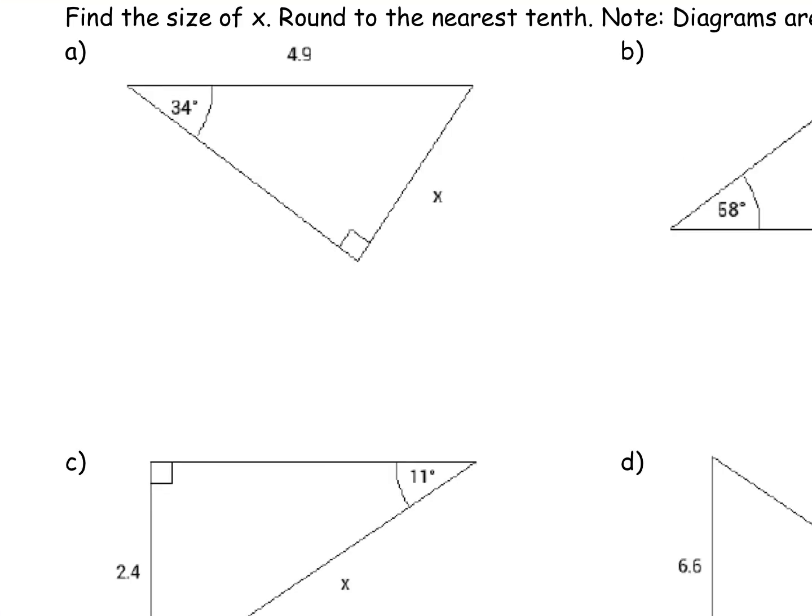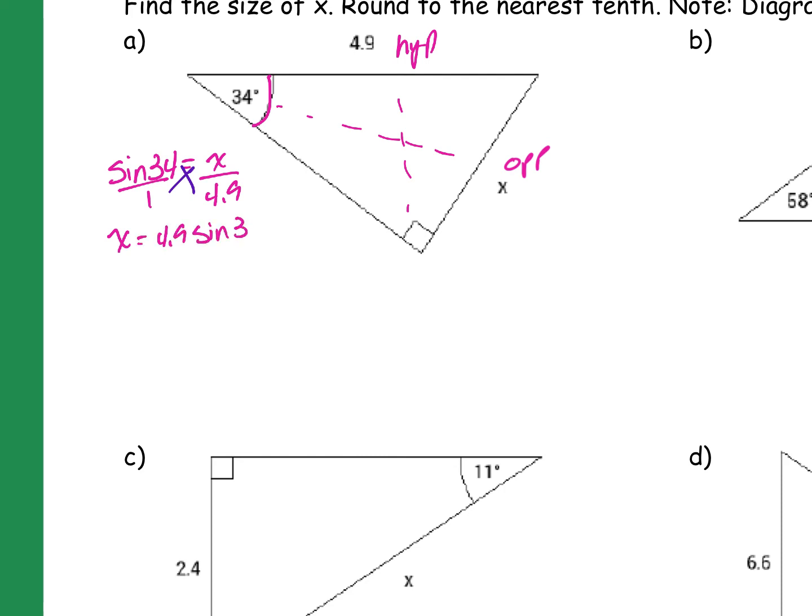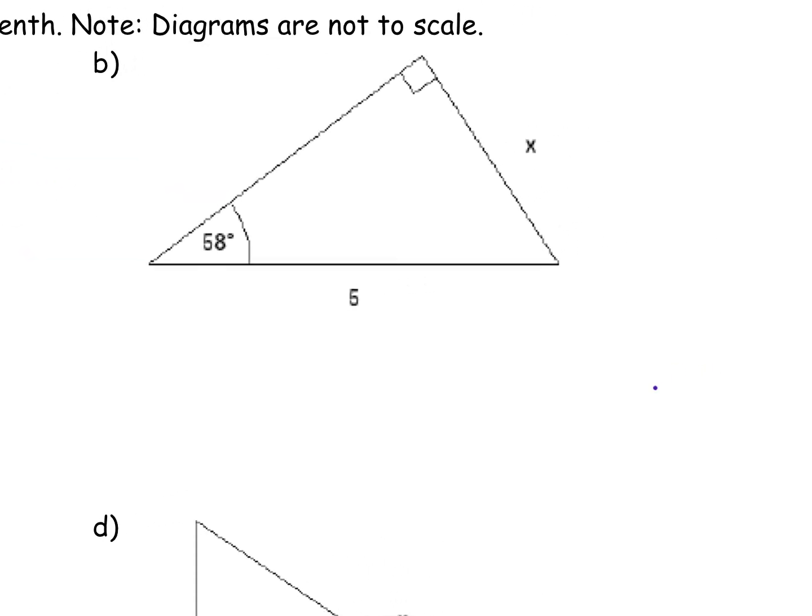On letter A, here's my opposite and hypotenuse. So I've got sine of 34 equals x over 4.9. So it's over 1, cross multiply. I've got x equals 4.9 sine of 34. So x is approximately equal to 2.7. Did you get it right, Kentlin? I got 2.7. Awesome.